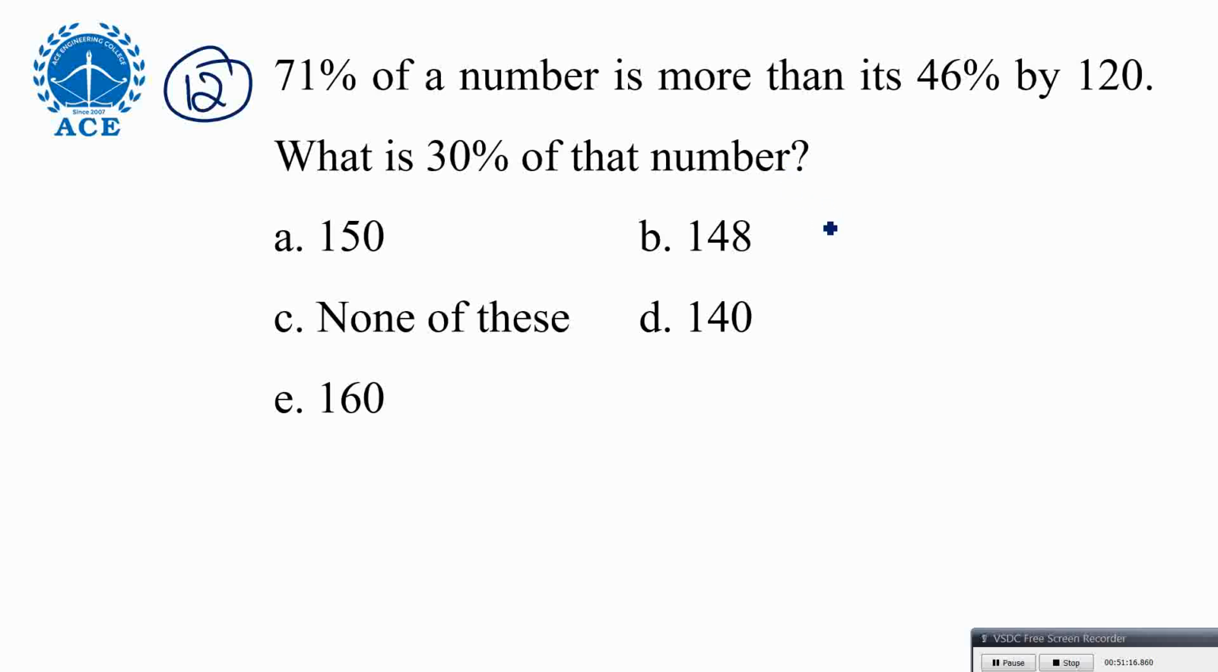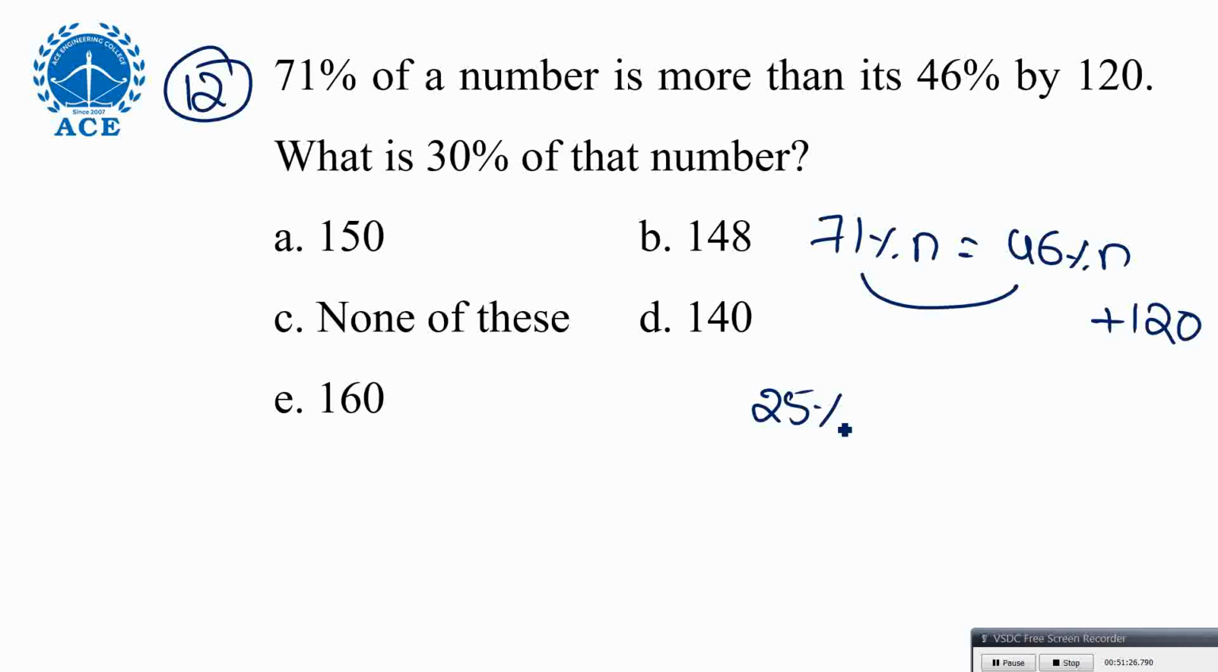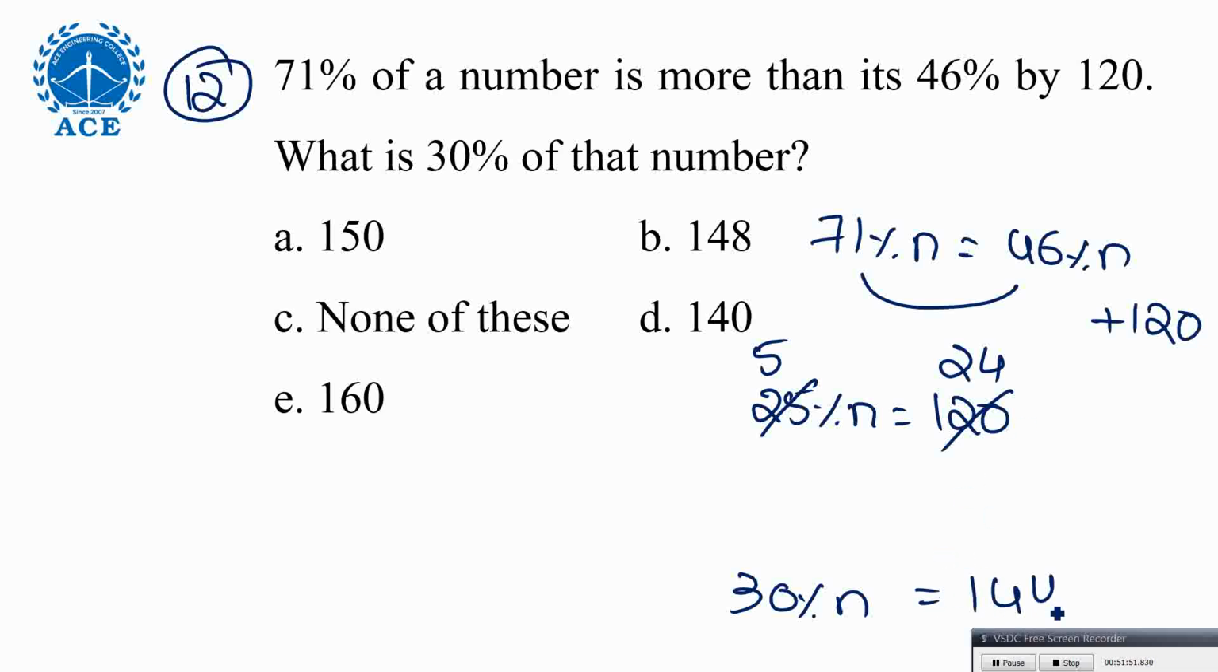If you want, 71% of n is equal to 46% of n plus 120. This difference is 25%, and 25% is 120. Means I divide by 5: 5 5s, 5 24s. So 5% is 24, and you want 30%. Multiplying by 6, we are getting 144.